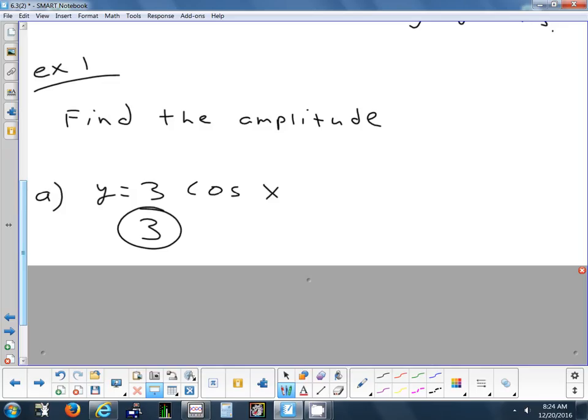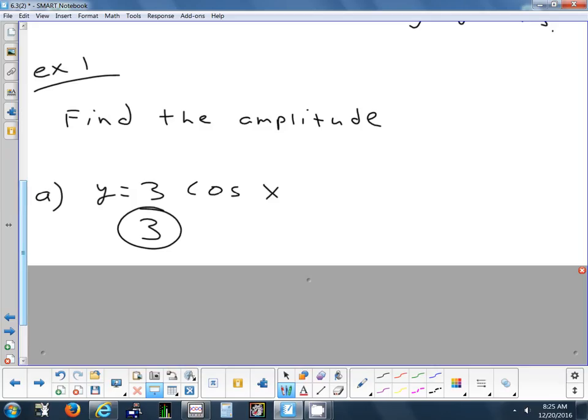Now, is that different than the range of the function? Yes. How would you describe the range of this function? Ellie? Yeah, this one, the range would be -3 to 3. So the range is an interval. Okay, it's a lowest to a highest value. The amplitude is just a single number.